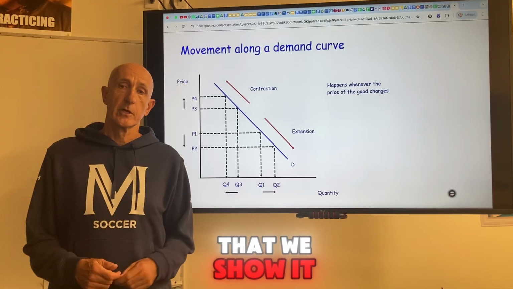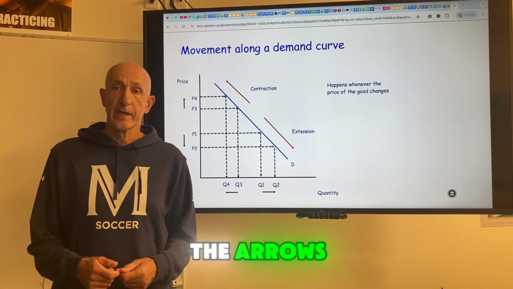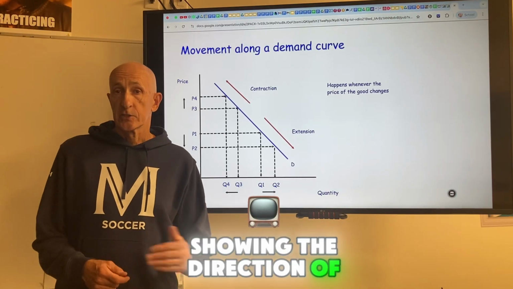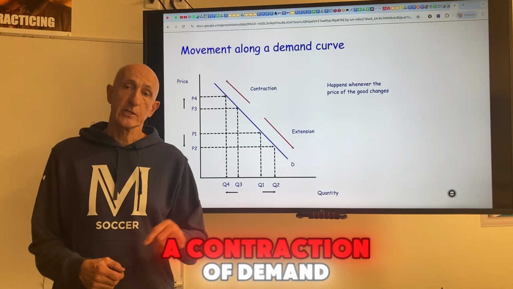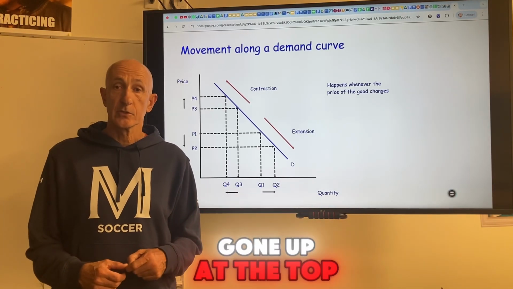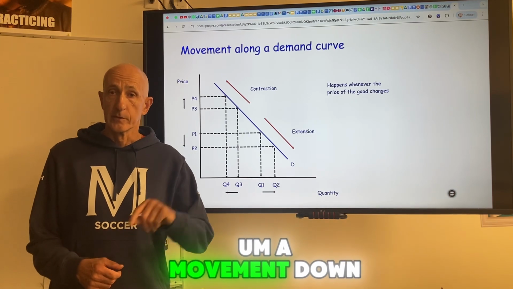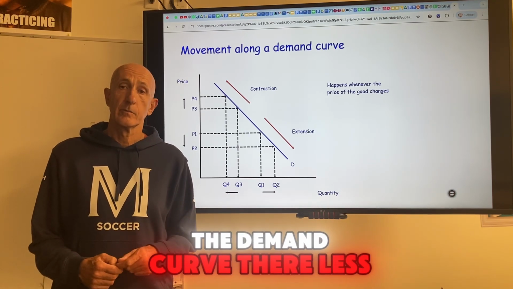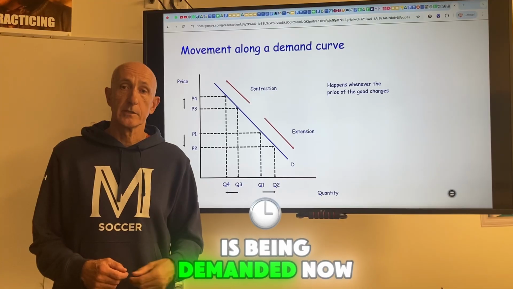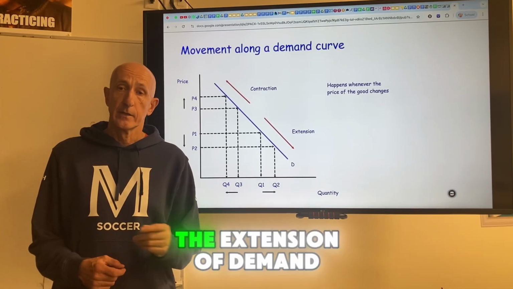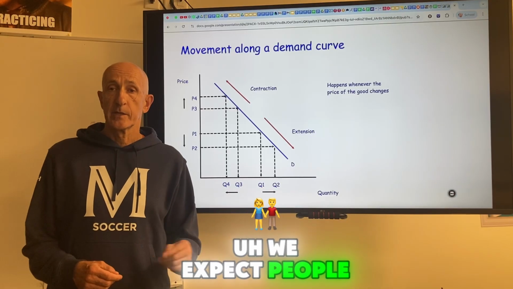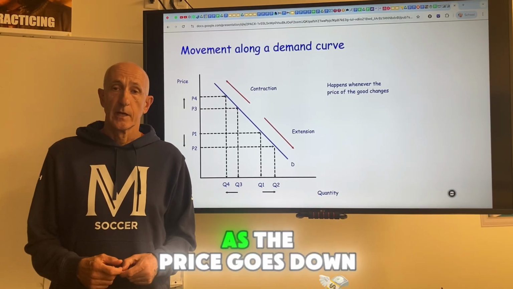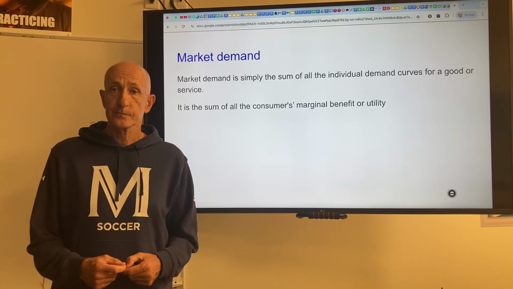So this is the way that we show it, and you really should get used to using the arrows, showing the direction of change as indicated on this diagram. You can see there a contraction of demand as the price has gone up at the top, a movement up the demand curve there, less is being demanded now at a higher price, and then the extension of demand when the price falls. We expect people to buy more of the product as the price goes down.